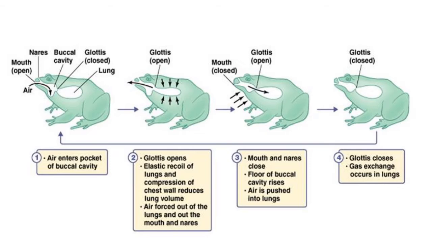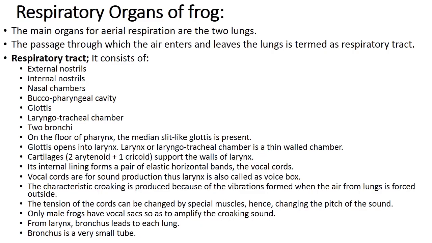That is how pulmonary respiration is carried out. Respiratory organs of frog. The main organs of aerial respiration are the two lungs. The passage through which the air enters and then leaves the lung is termed the respiratory tract. The respiratory tract consists of external nostrils, internal nostrils, the nasal chambers, buccopharyngeal cavity, the glottis, the laryngotracheal chamber, and the two bronchi.